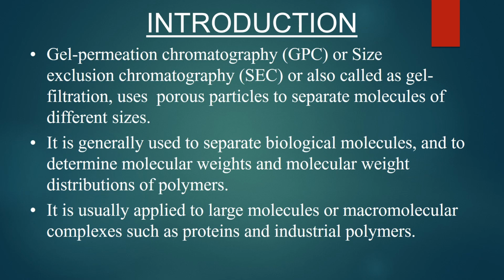Introduction. Gel Permeation Chromatography or Size Exclusion Chromatography, also called gel filtration, uses porous particles to separate molecules of different sizes. It is generally used to separate biological molecules and to determine molecular weights and molecular weight distributions of polymers. It is usually applied to large molecules or macromolecular complexes such as proteins and industrial polymers.